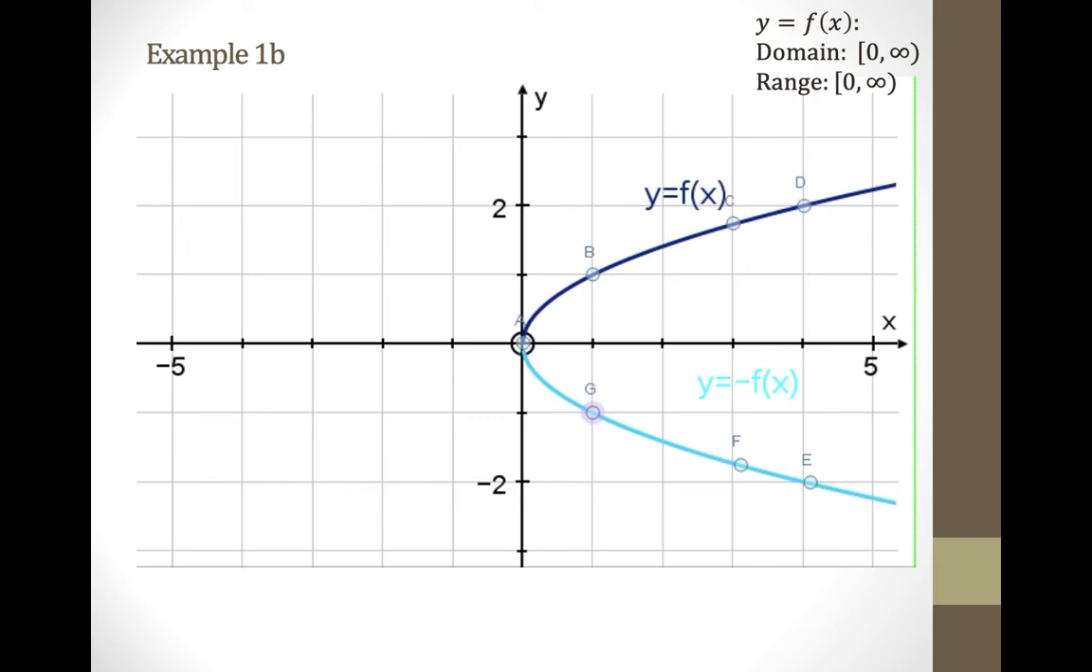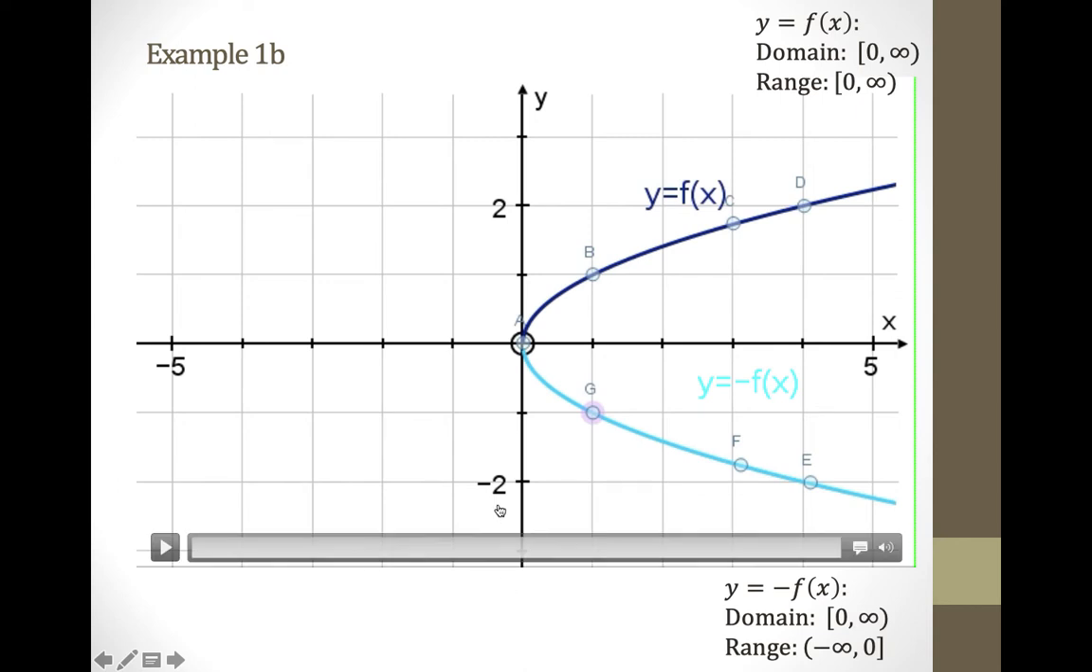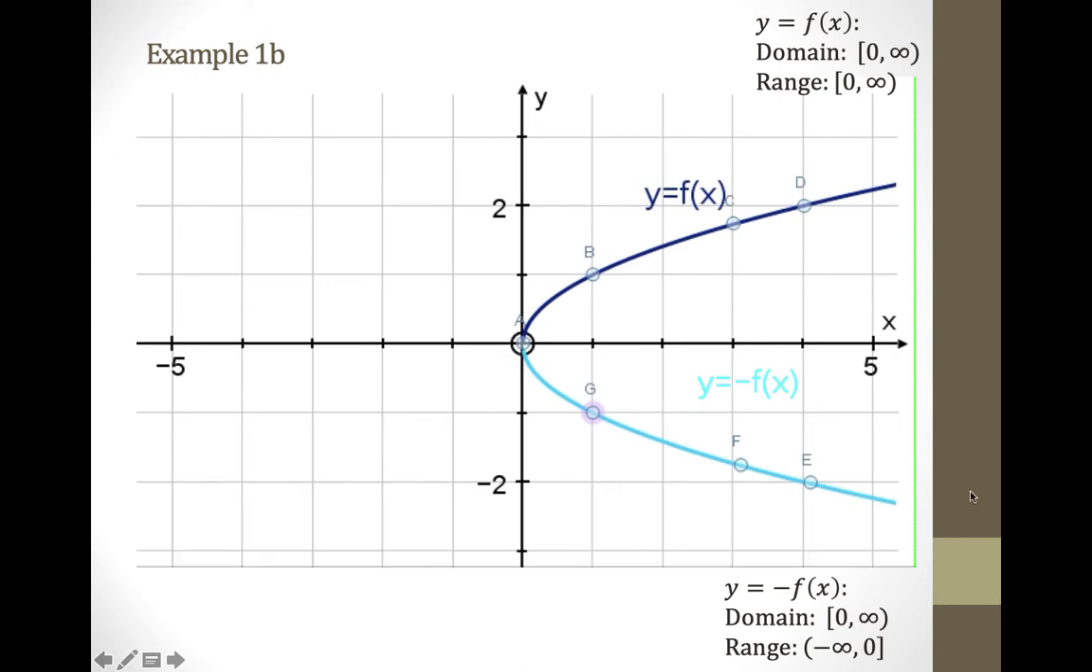The domain, it didn't change at all. The range, it did. It went from -infinity, so all the way down here now, up to 0. So the range was affected.